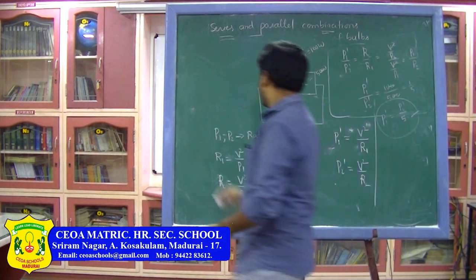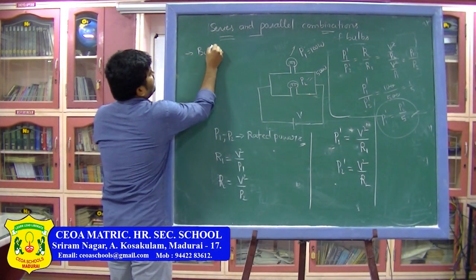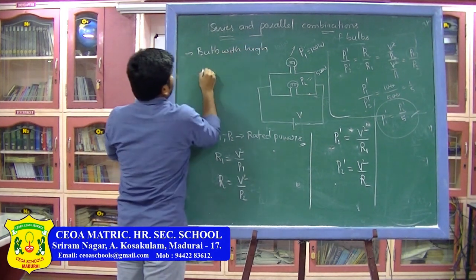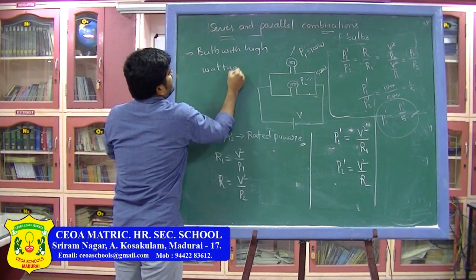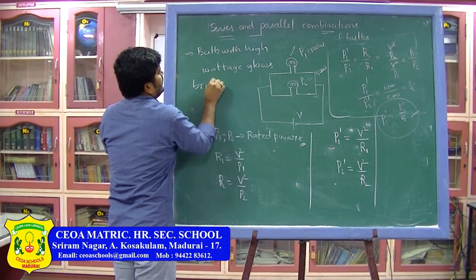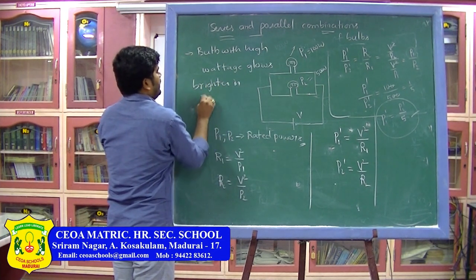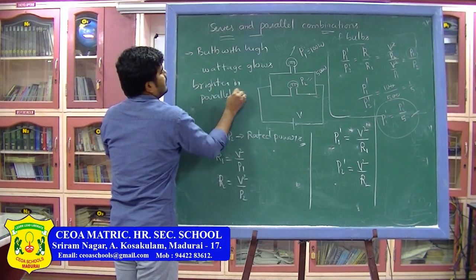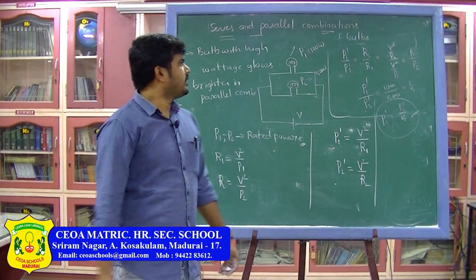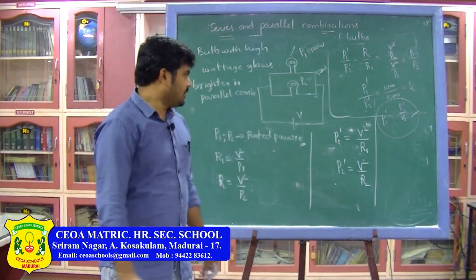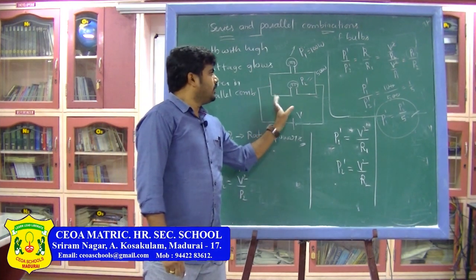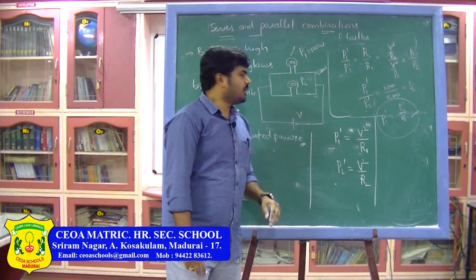So that is what you can conclude. Let me write that conclusion here: bulb with high wattage glows brighter in parallel combination of bulbs. That is the conclusion you can give about the parallel combination of bulbs. Now keeping this in mind, let us find out the relation between the total power consumed and the individual powers in the combination.